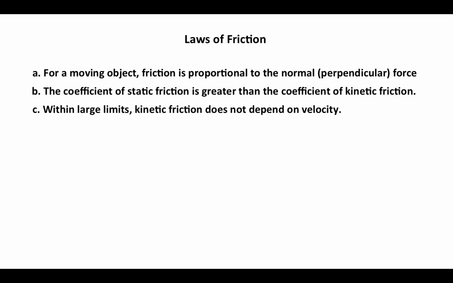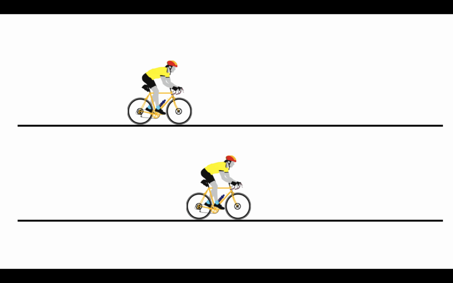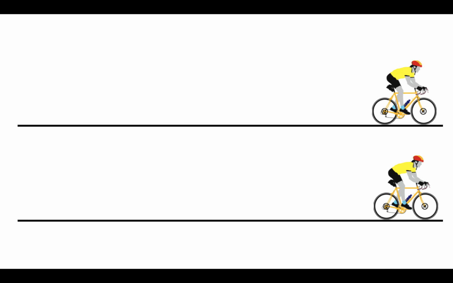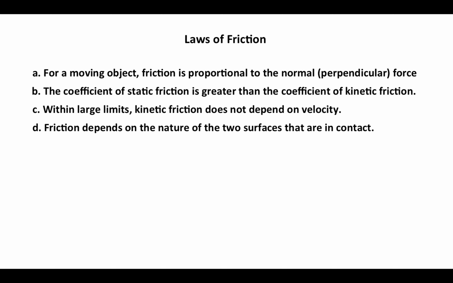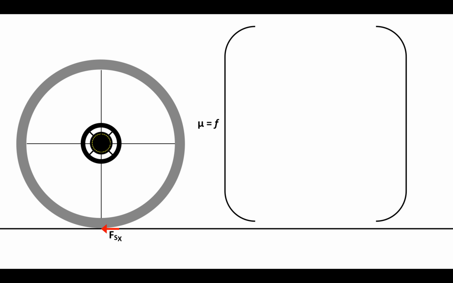C, within large limits, kinetic friction does not depend on velocity. In terms of kinetic friction, these two are equivalent. D, friction depends on the nature of the two surfaces that are in contact. We ask ourselves, what factors does the coefficient of friction depend on? The coefficient of friction is a function of many variables, and you will find this to be pretty intuitive.